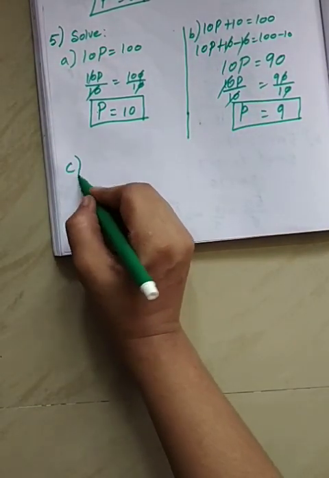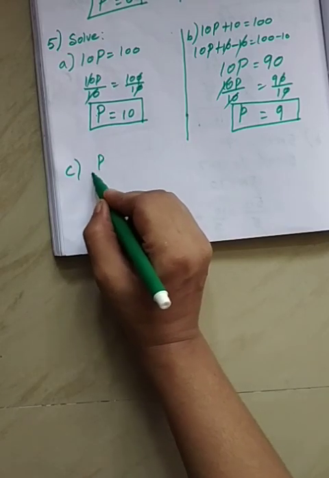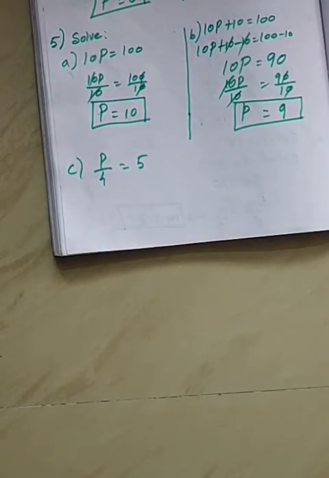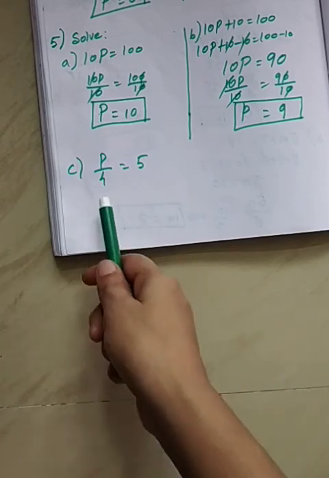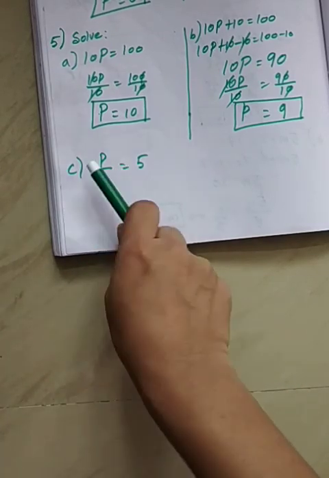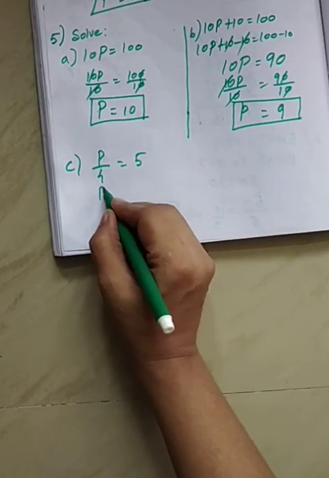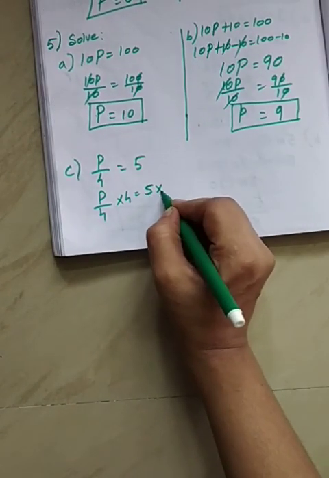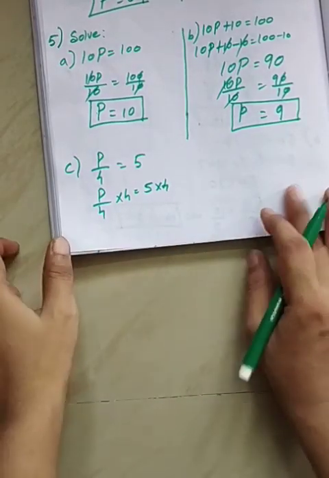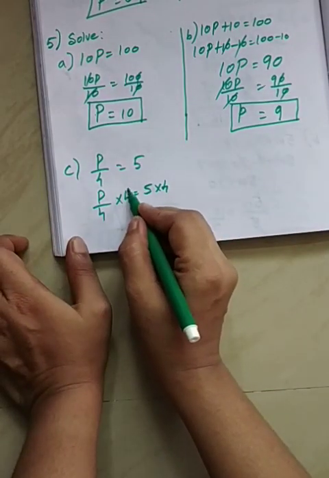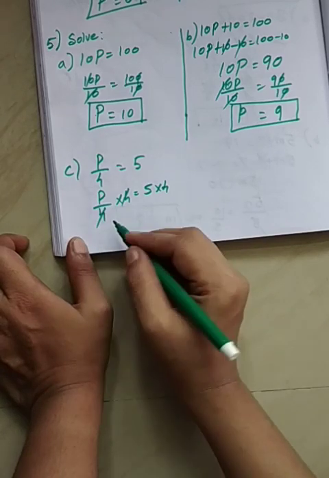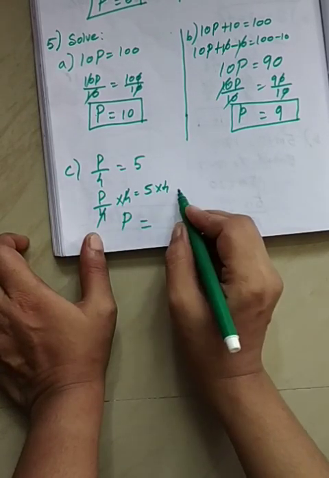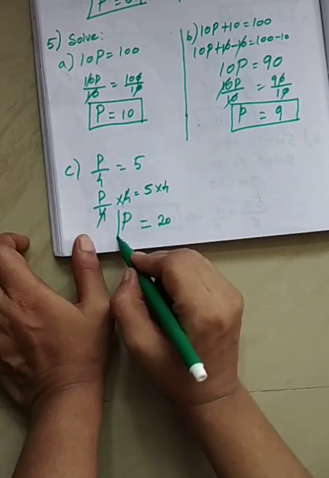Same method. See the next problem. p by 4 equal to 5. Now you have to find the p value. So what do you do? See, the divided by 4 is there. So we have to multiply by 4 on both sides. So you will get p by 4 into 4 equal to 5 into 4. Now on the left hand side, numerator 4, denominator 4, so you cancel them. You will get p is equal to 5 4s are, what is 5 4s? 20.